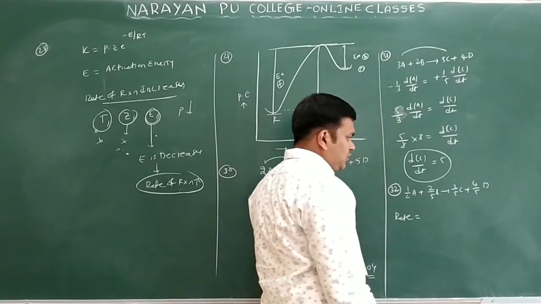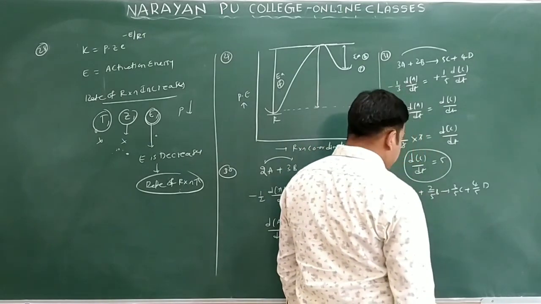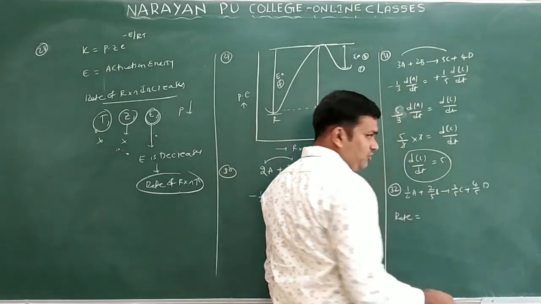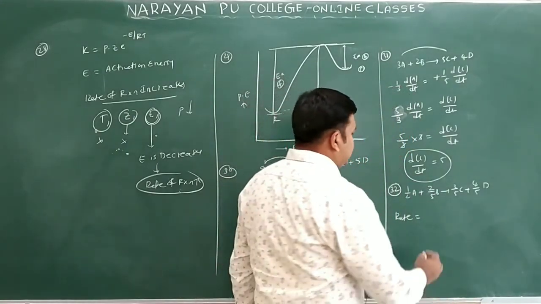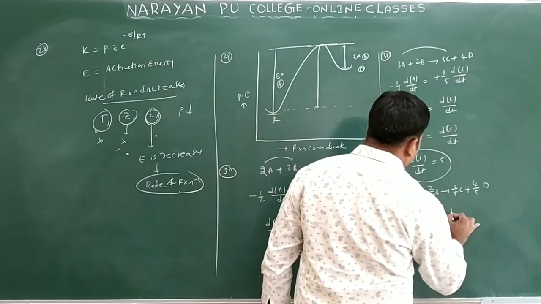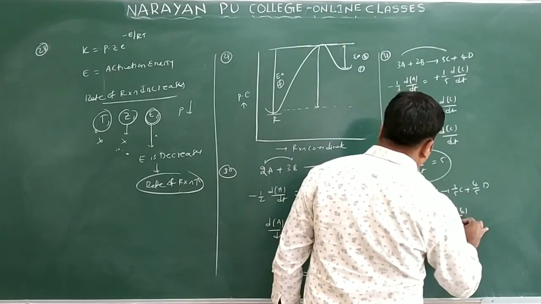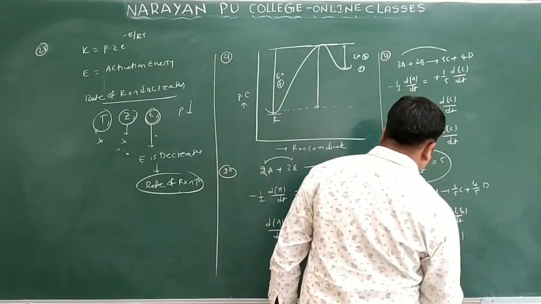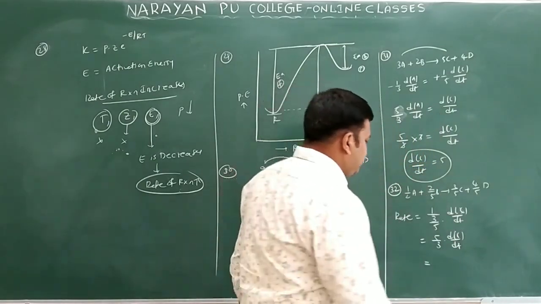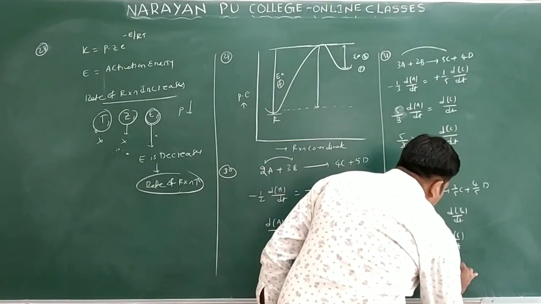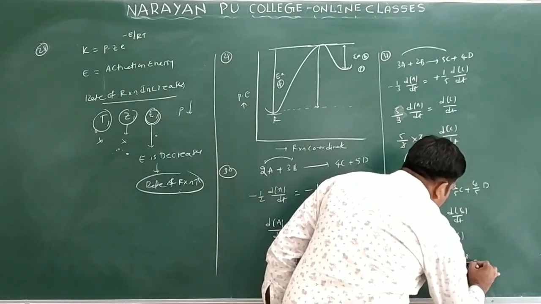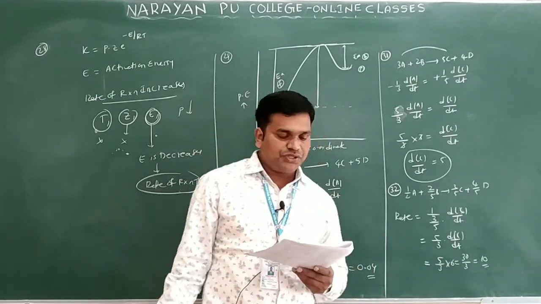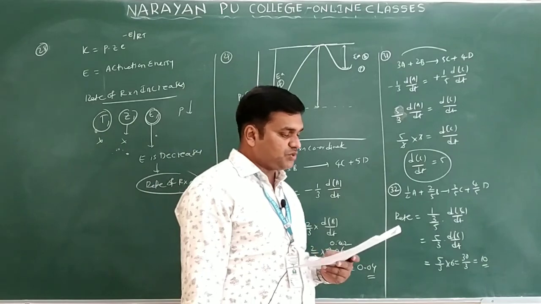So rate is equal to, what is the formula? Rate is equal to, asking for C here, 1 by 3 by 5 into d[C]/dt, because you are taking the fraction only. Then what you will get here is 5 by 3 into d[C]/dt. What is d[C]/dt given? 6 is given. So this is 5 by 3 into 6, that means 30 by 3, that is equal to 10. So what is your answer? 10 mole per liter per second. In the options, they gave 3, that is wrong. So what answer will you take? You will take option 4 for this question.